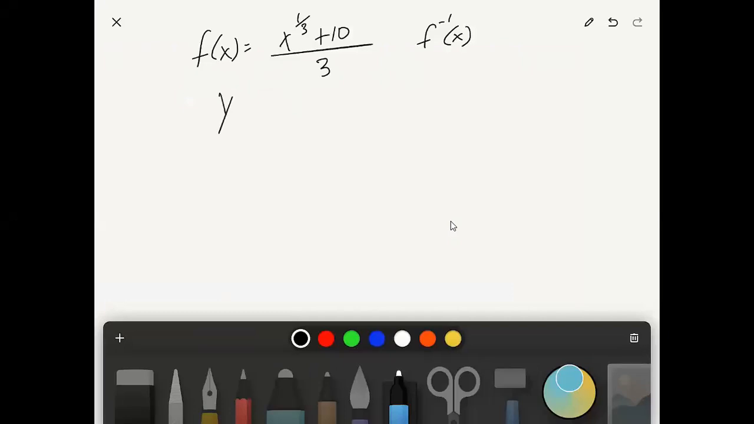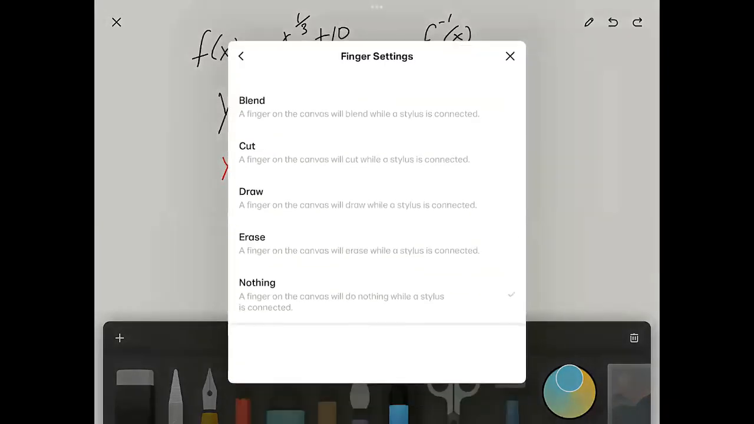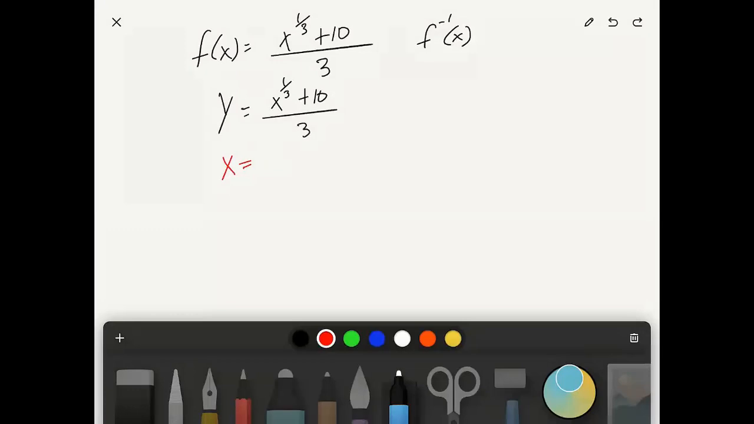So we're going to say y is equal to x to the 1/3 power plus 10 divided by 3. And then we're going to switch. So it's going to be x equals y to the 1/3 plus 10 over 3. Let's clean that up a little bit.